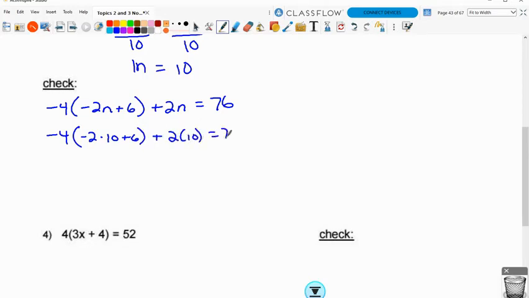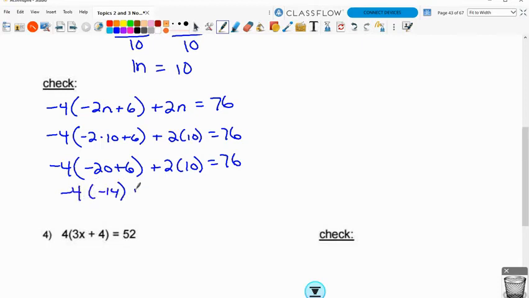So I'm going to have -4, and then in parentheses, -2 times 10 plus 6, and then plus 2 times 10 equals 76. With order of operations, I have to do what's in the parentheses first. I see multiplying and addition, so I'm going to multiply first. So if I do -2 times 10, that's -20. All right, and I'm just bringing everything else down that I haven't used yet. Still inside of the parentheses now, I'm going to do -20 plus 6, which is -14. So this is -4 times -14 plus 2 times 10 equals 76.